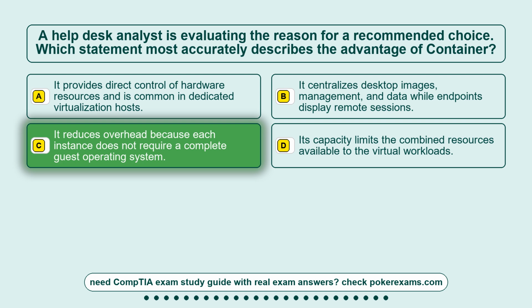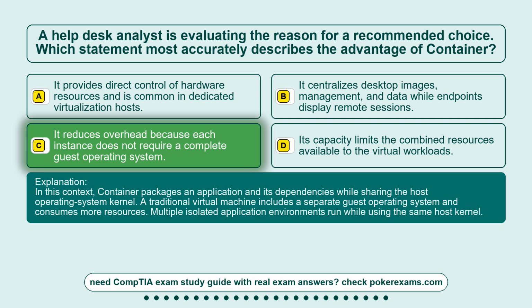The correct answer is option C. It reduces overhead because each instance does not require a complete guest operating system. In this context, container packages an application and its dependencies while sharing the host operating-system kernel. A traditional virtual machine includes a separate guest operating system and consumes more resources. Multiple isolated application environments run while using the same host kernel.